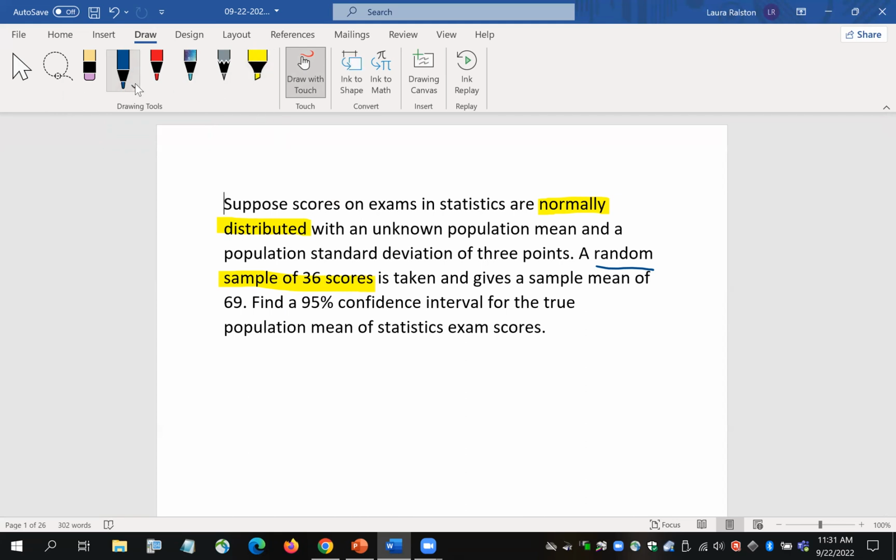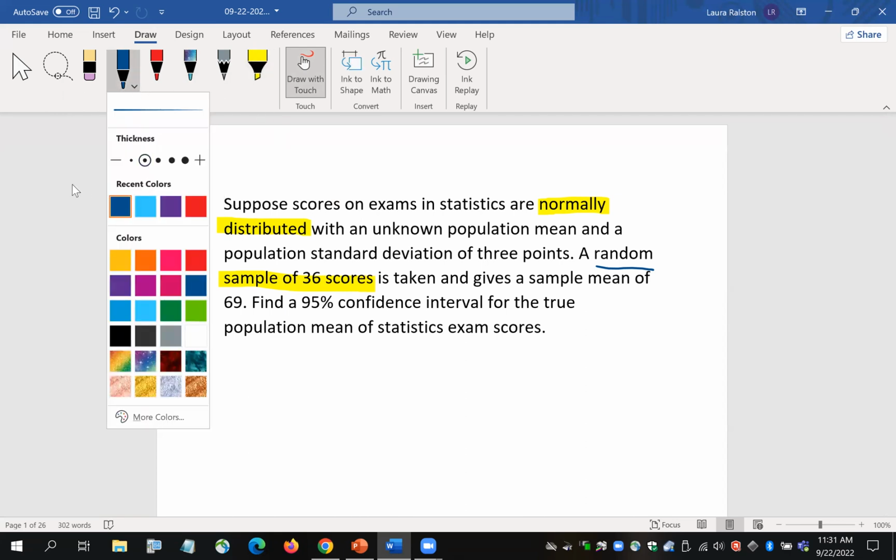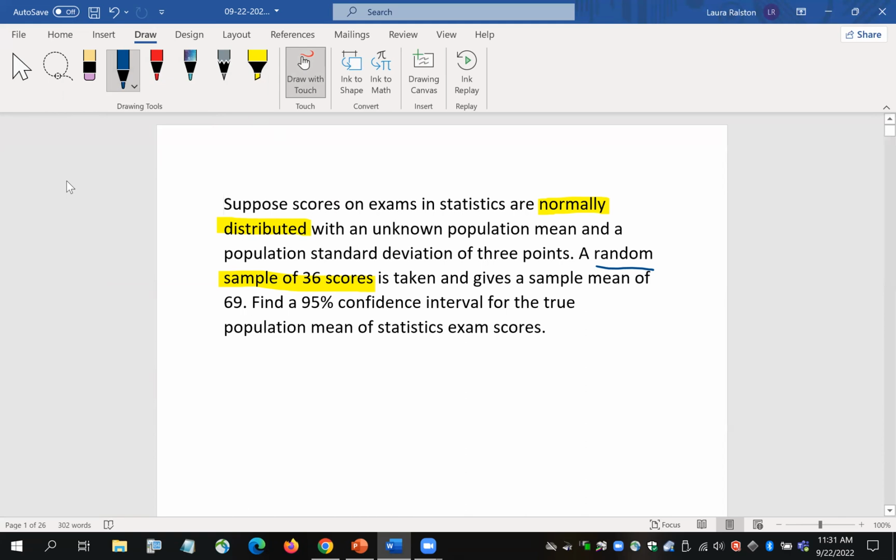I mentioned to you that in the scenario, you should be given 4 things. And I think it's helpful to identify those 4 things and write them down. We should have the sample mean, the population standard deviation, the sample size, and the confidence level. I use CL for confidence level.